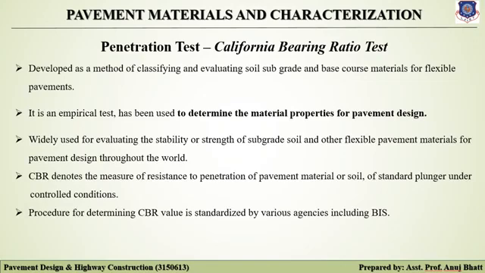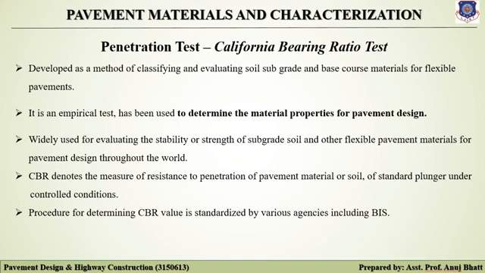This leads us to the basic principle of CBR test, and that is causing a cylindrical plunger of 50 millimeter diameter to penetrate into the soil or the pavement material to be tested at a rate of 1.25 millimeter per minute. The loads required to cause 2.5 mm and 5 mm penetration of the plunger in the soil material are recorded.